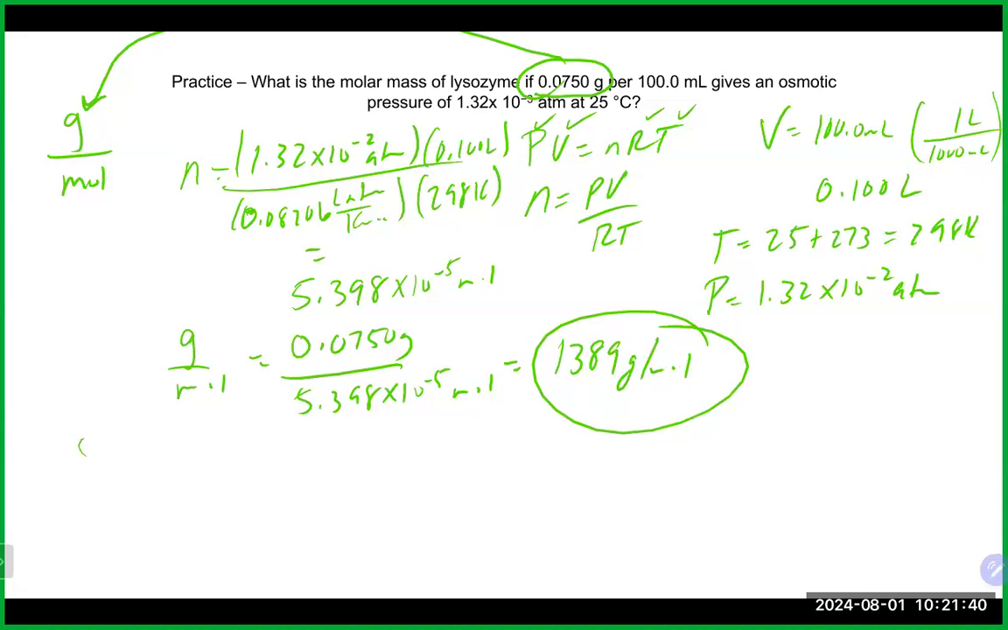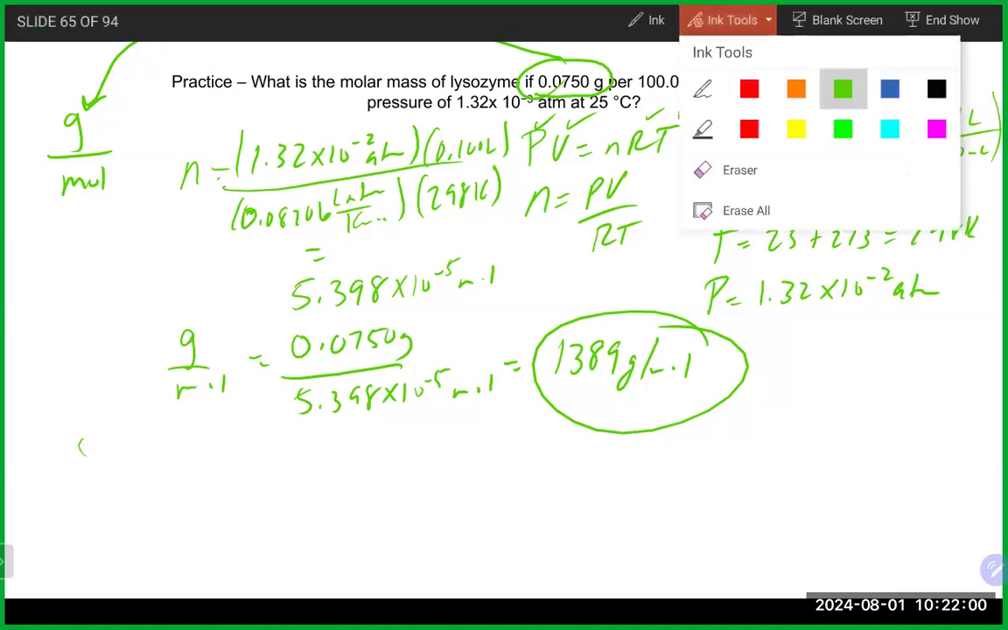Any questions on those calculations? Obviously, as well, if you're given volume, temperature, and moles or grams, you could just solve for what the osmotic pressure would be in that particular case. Any questions on osmotic pressure here, calculation wise? All right.